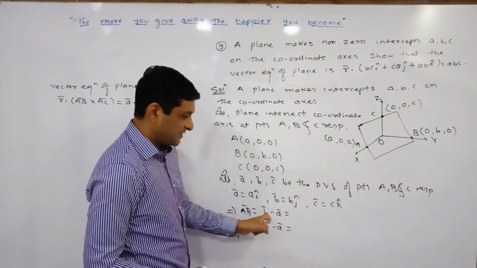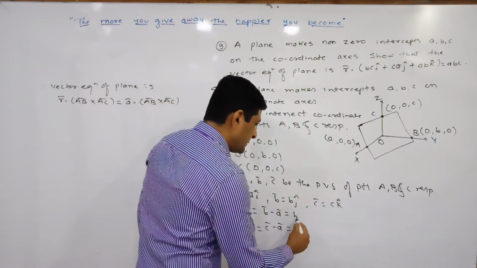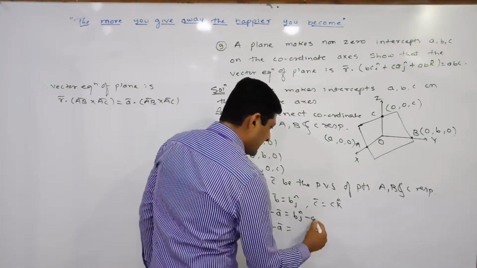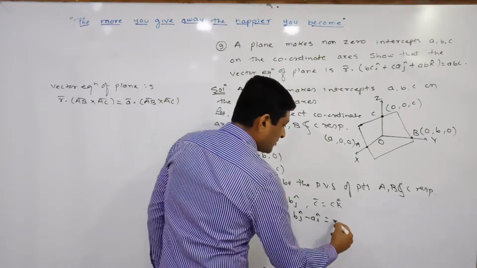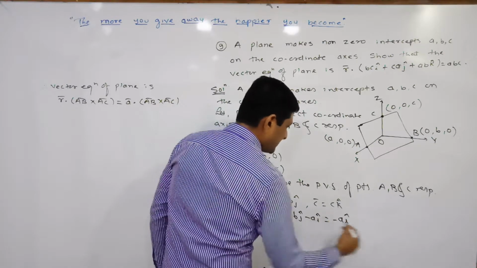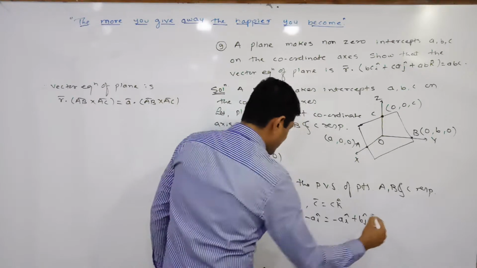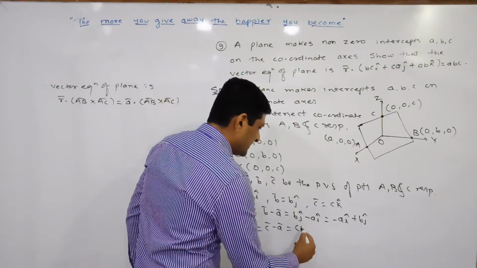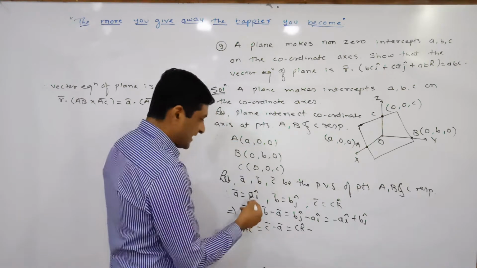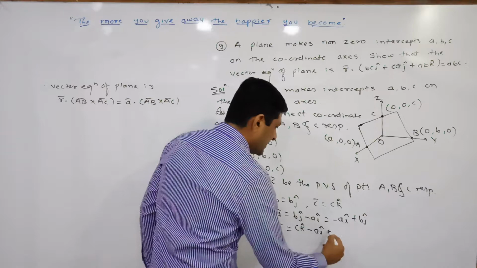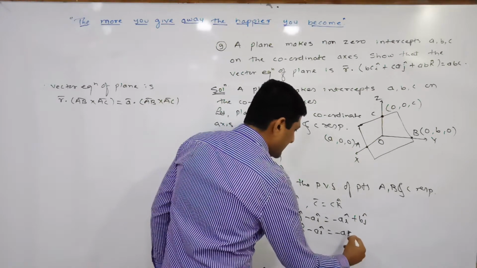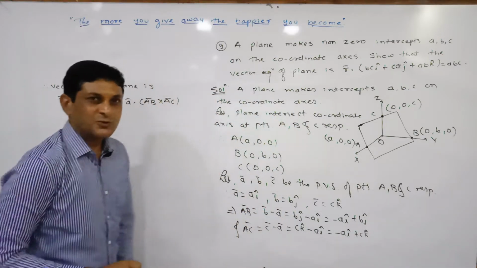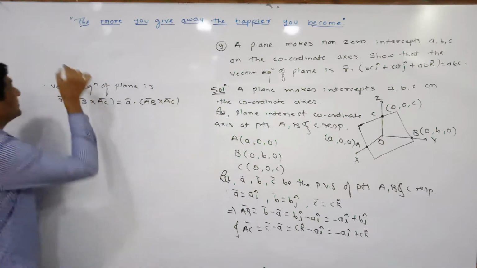Now B bar minus A bar: what is the value of B bar? B j cap minus A bar. A bar is nothing but A i cap. So first write down the term of i cap, that is minus A i cap, then write down plus B j cap. Now find C bar minus A bar. This is the value of C bar, that is C k cap minus A bar. A bar is equal to A i cap. So first write down minus A i cap plus C k cap. Once these values are known to us, then find the cross product of these two vectors.